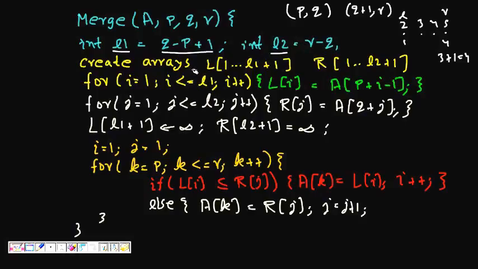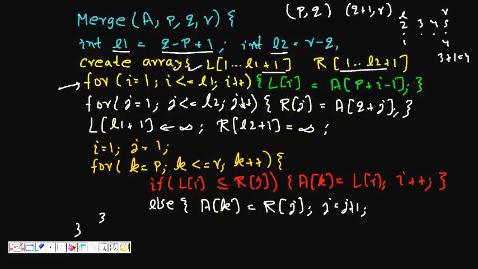So we created arrays L with 1 to L1 plus 1 elements on the left, and R also has 1 to L2 plus 1 elements. Okay, so now what we do, we copy from array A into L. So we copy the left part in the L array and we copy the right part of the array in R. Okay, so this is the way.